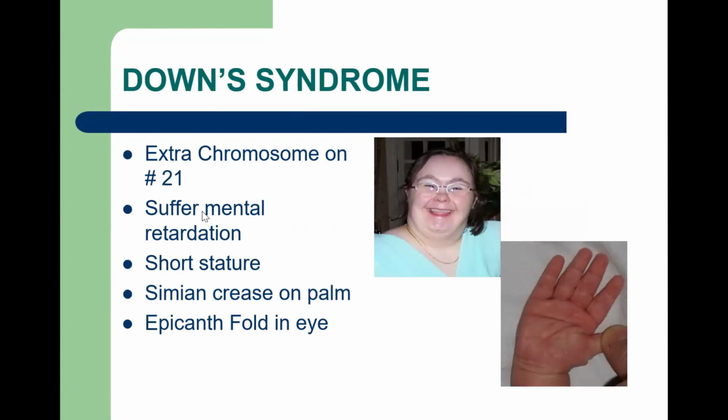The people that have this problem with the extra chromosome 21 suffer mental retardation, short stature, and a single crease on the palm like this here that we can see clearly from the picture. And then there is an epicanthic fold in the eye, as you can clearly see here. So these are the symptoms and problems associated with Down syndrome, and it's one of the genetic disorders and is due to mutation.